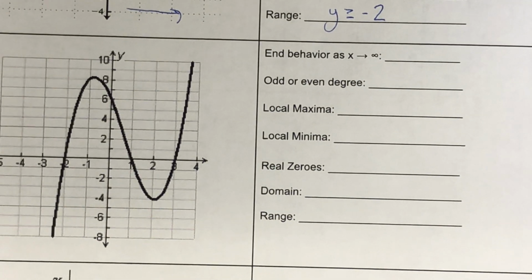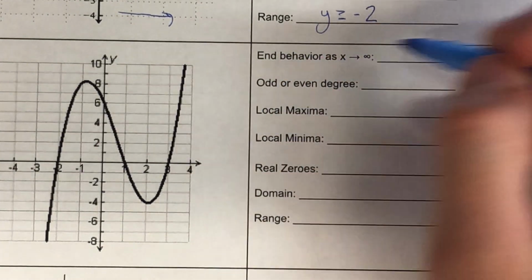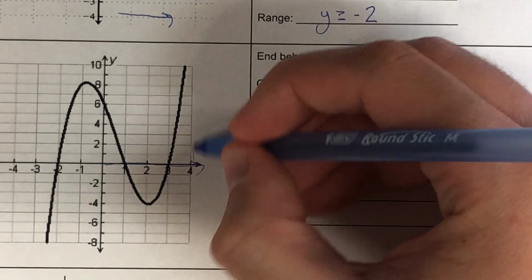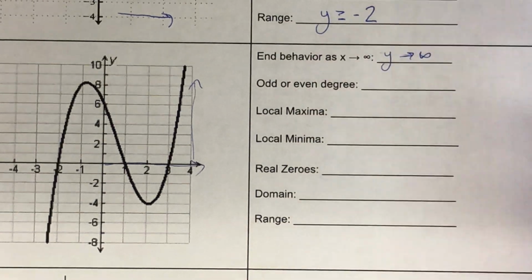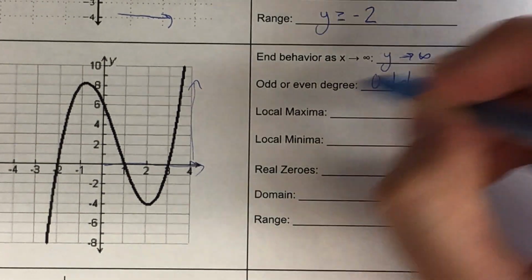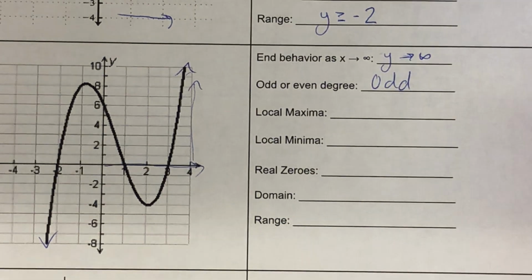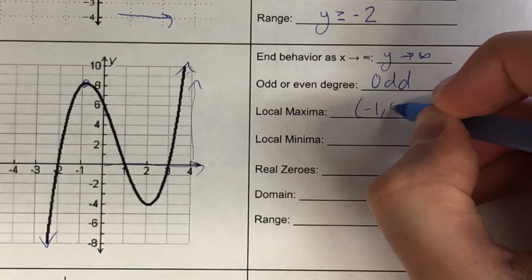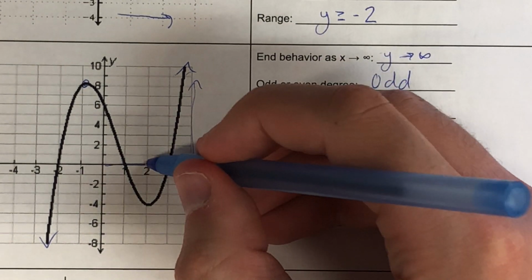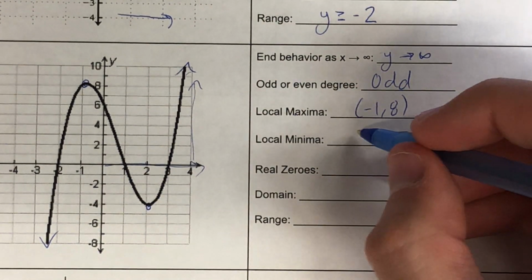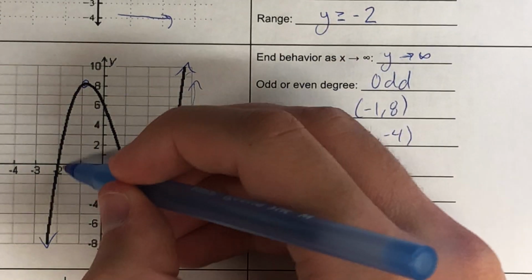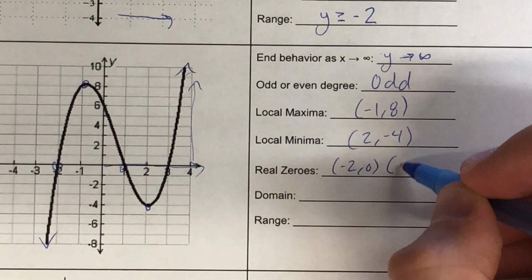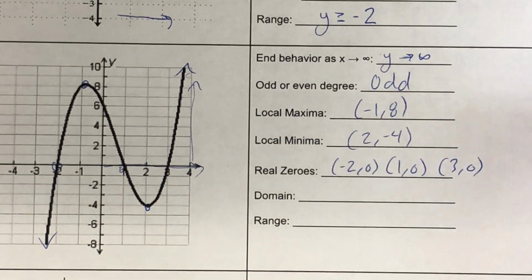Try number 2. Okay. As x goes to infinity, so as x goes positive, y also goes positive. So y is approaching infinity. This is an odd degree since they're pointing in opposite directions. We have a local maxima right here at (-1, 8) roughly. Local minima here at (2, -4) roughly. Zeros at (-2, 0), (1, 0), and (3, 0).